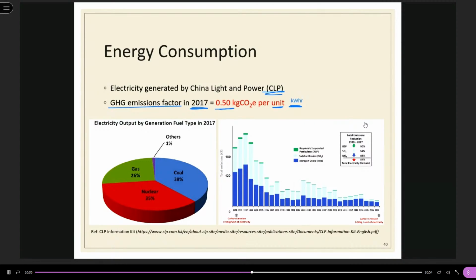Electricity output by generation fuel type. So in Hong Kong, 38% is by burning coal, then by burning natural gas 26%, and by nuclear power 35%. So this is the fuel type for Hong Kong. And on the right hand side, this is the total emission in kiloton in different years.